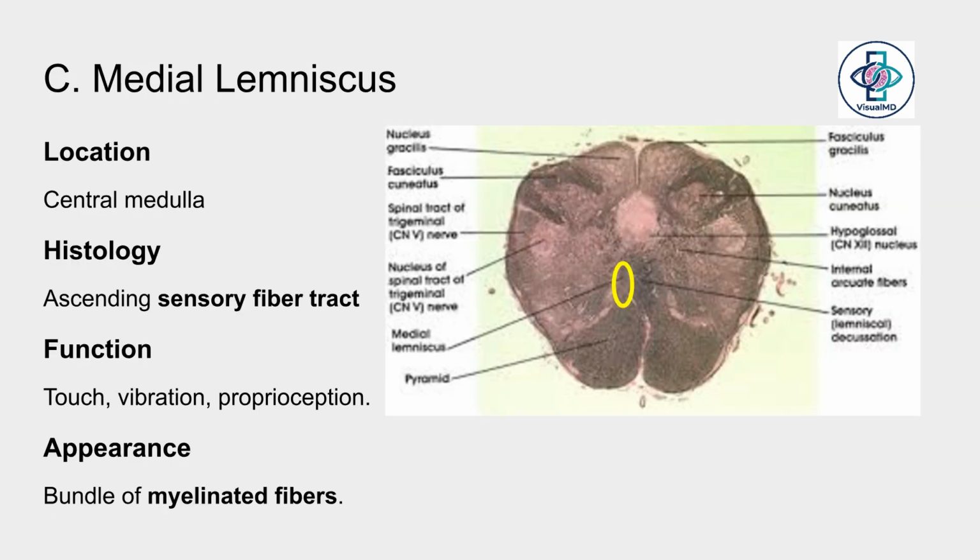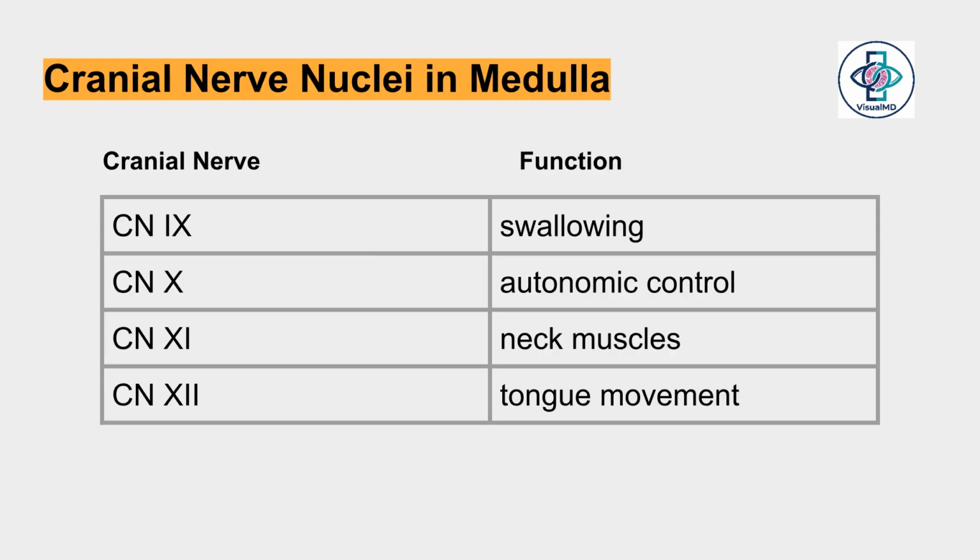The medial lemniscus is in the central medulla. This ascending sensory fiber tract is made of myelinated fibers and conveys touch, vibration, and proprioception. The medulla oblongata serves as the control center for the mouth and throat, housing cranial nerves 9 through 12.